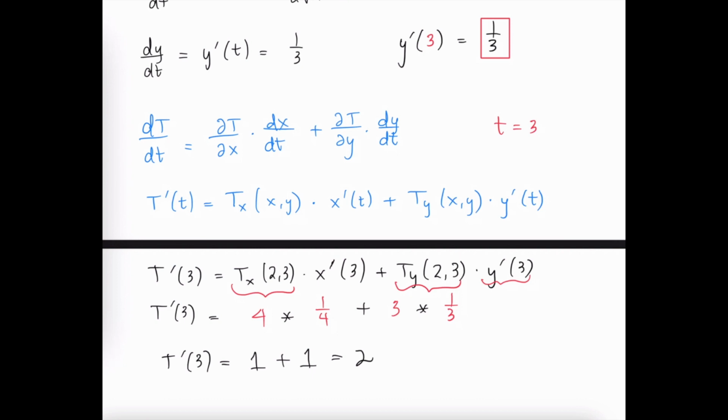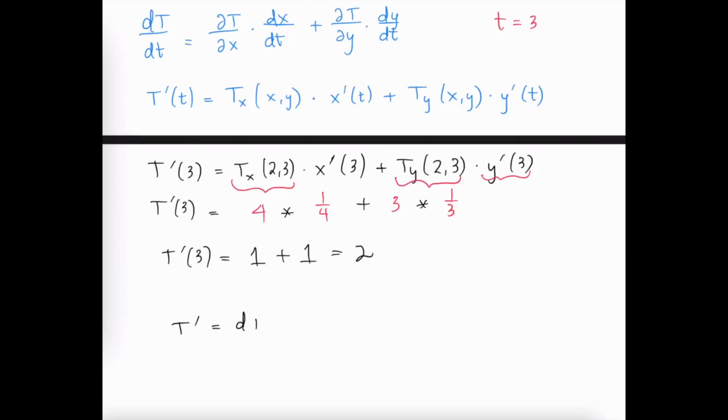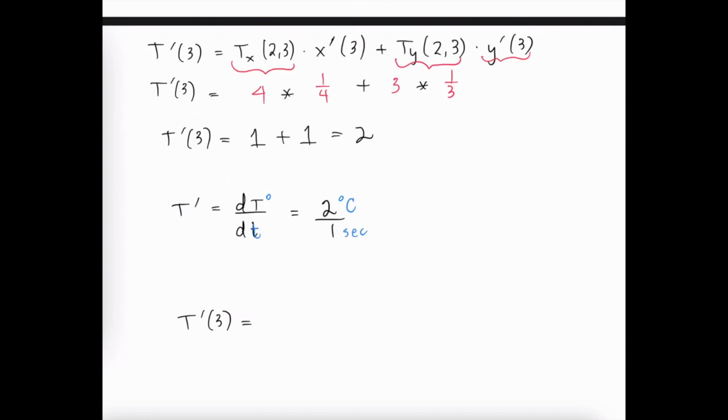Now, what are the units here? Remember, T prime is basically the same thing as dT/dt. So when this value turns out to be 2, we can drop a 1 under it and think essentially about the units of the temperature that are in the top here. Temperature is measured in degrees Celsius, and the unit of time that's in the bottom here, time is measured in seconds. The instantaneous rate of change in the temperature after 3 seconds is that the temperature is increasing by 2 degrees Celsius per second.